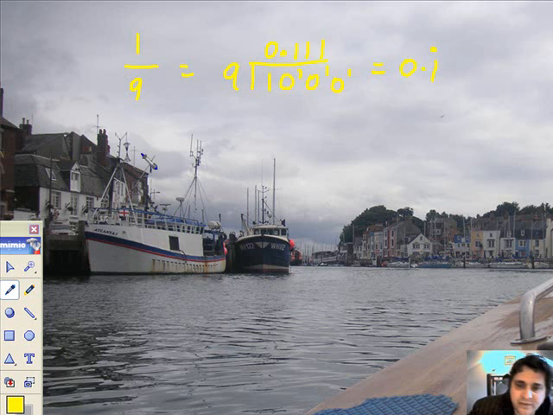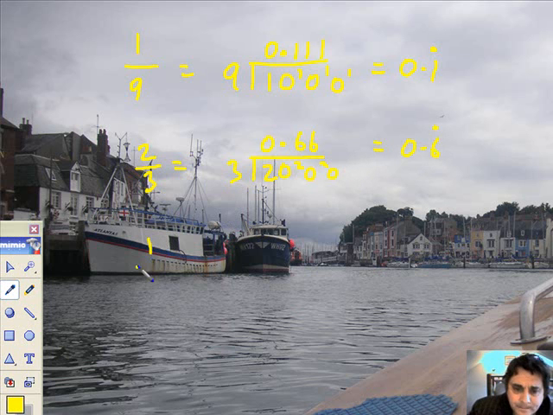Alright, next one, 2/3. 3s into 2, they don't go. Put a decimal point. 3s into 20 goes 6 times. 6 3s are 18, 2 left over. 3s into 20, 6 times, 6 3s are 18, 2 left over, etc. Answer, 0.6 that recurs all the time.